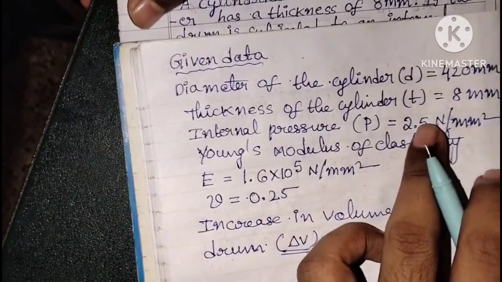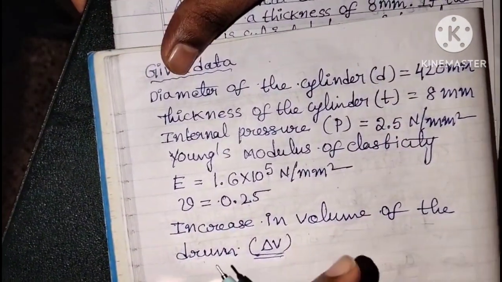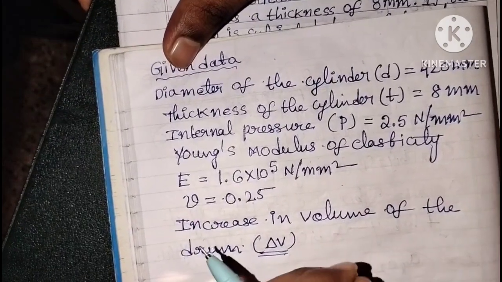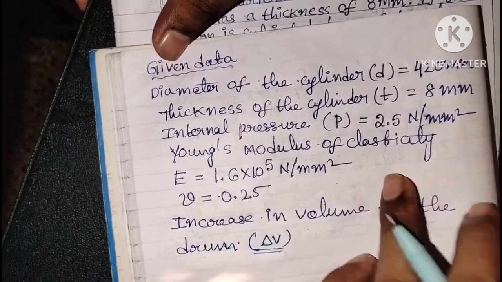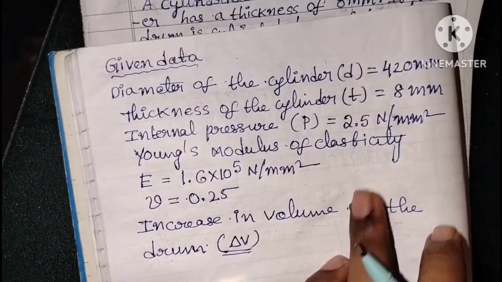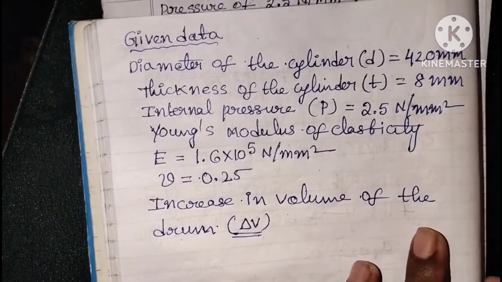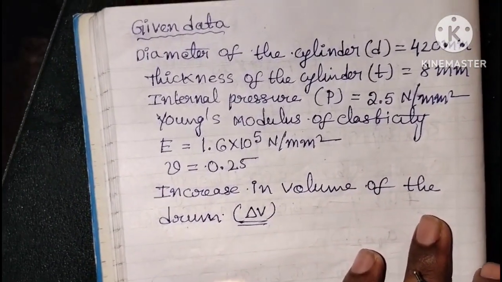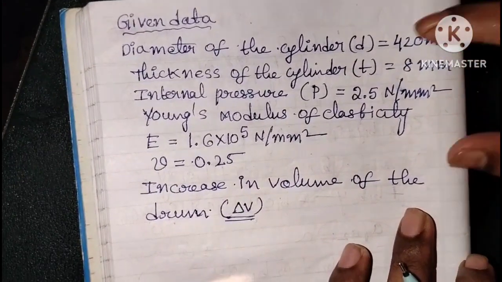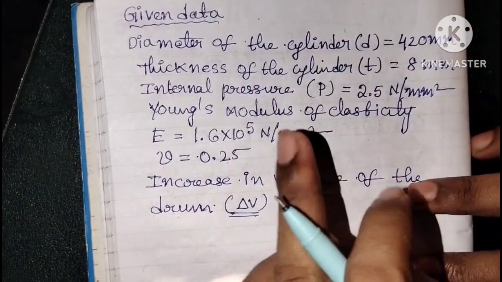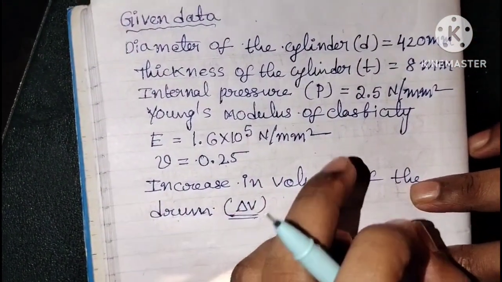First of all, we need to understand whether it is a thin cylinder problem or a thick cylinder problem. First, we need to identify whether the given question is a thin cylinder problem or a thick cylinder problem. That is important. So for this question, we must first find out, based on the given data, whether it is a thin cylinder or a thick cylinder.